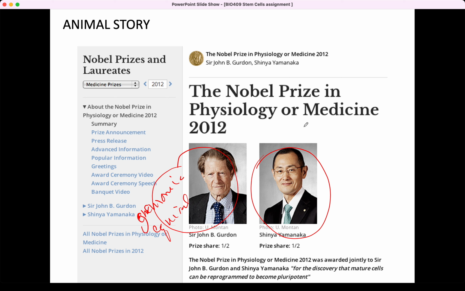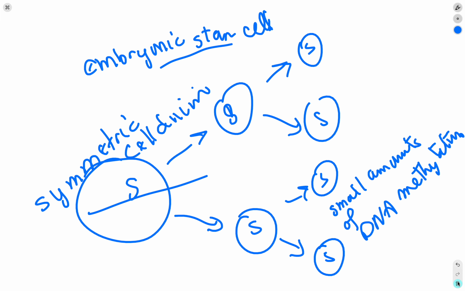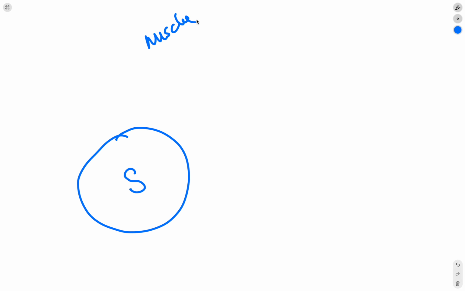And he had an idea. And his idea was, well, you say that this cell has genomic equivalence. Well, it has all the genes, and we've learned that muscle cells express muscle genes. The pancreas expresses pancreas genes, right? They've got all the genes, but they're expressing different sets of it. The stem cell must express some stem cell genes.